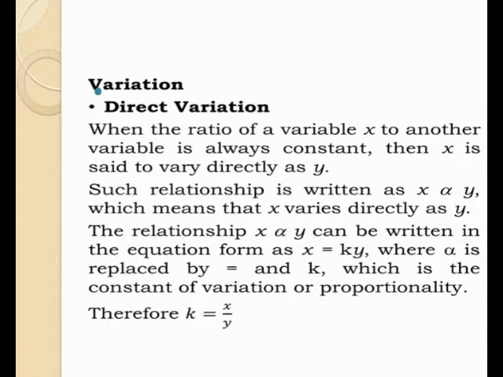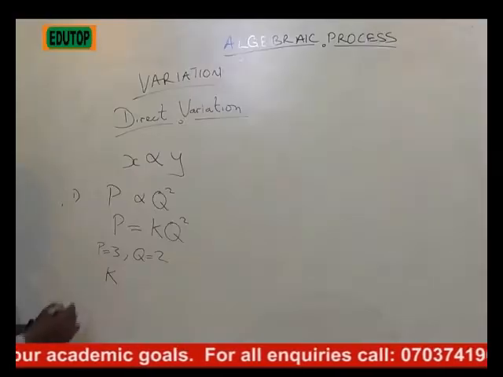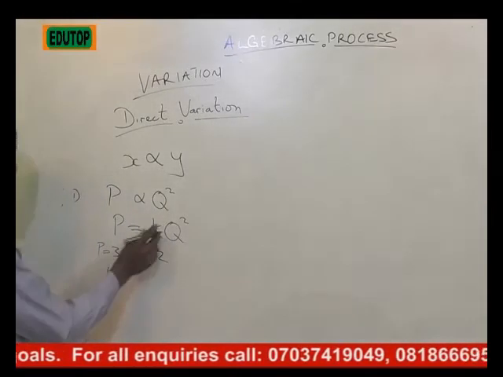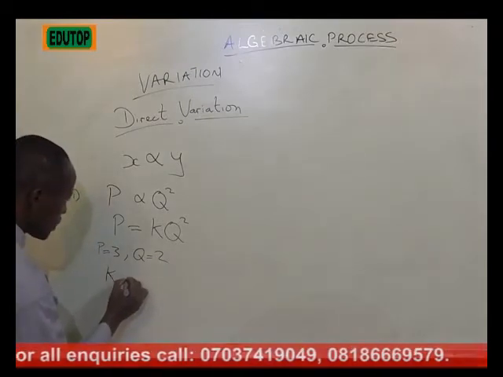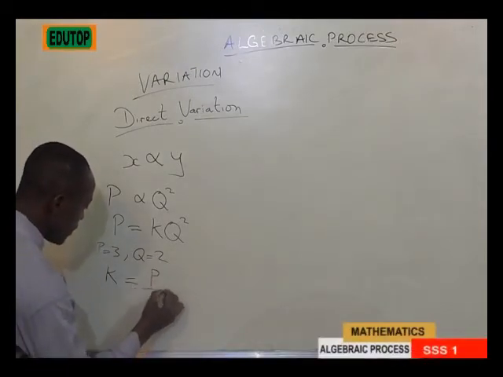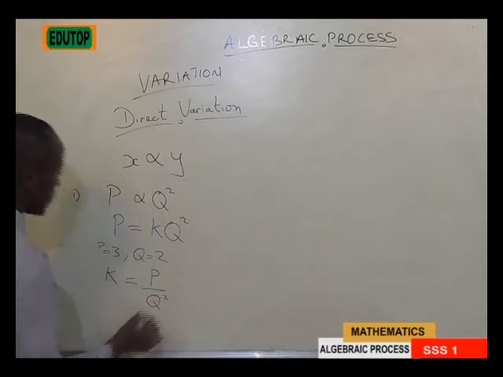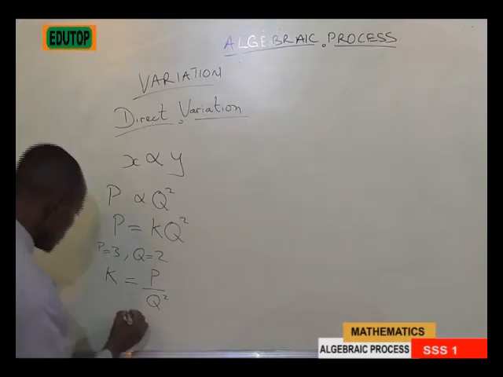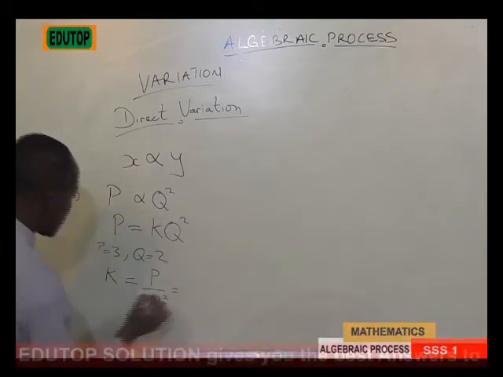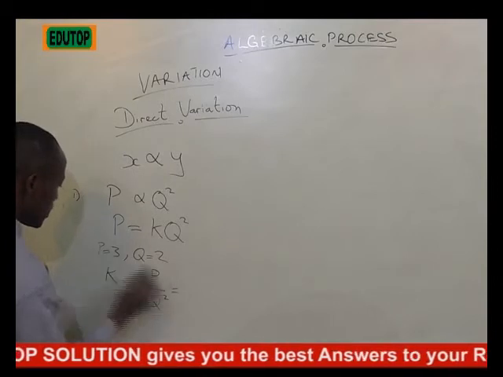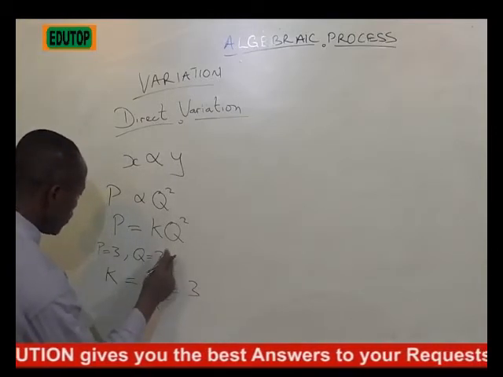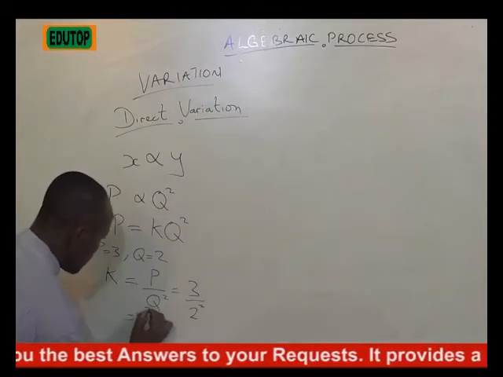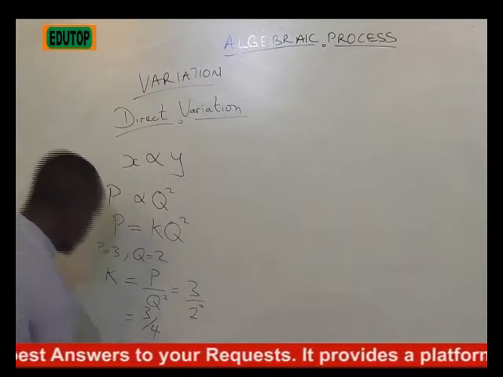Now, from the knowledge of change of subject of formula we treated in the last subtopic, we can make k the subject of the formula, which will be equal to p divided by q squared. That is, we divide both sides by q squared. So, k is equal to, our value of p is 3 and our value of q is 2, then that will be 2 squared, which is equal to 3 all over 4.